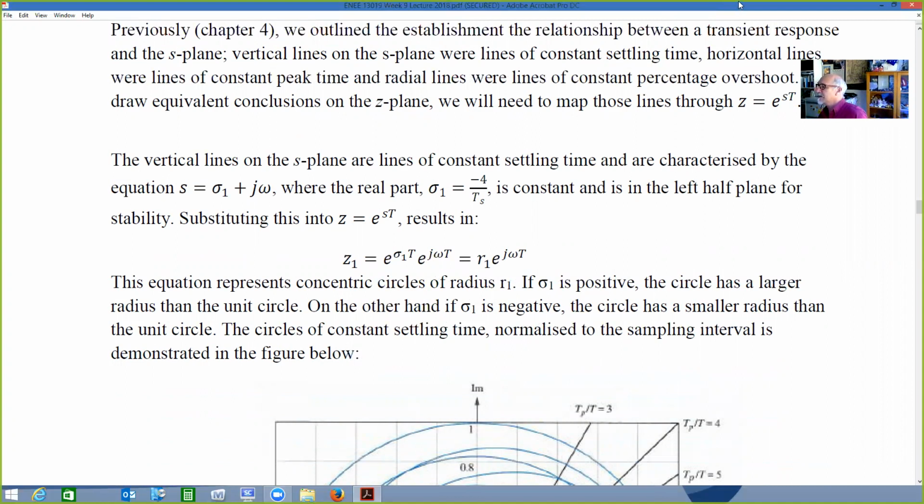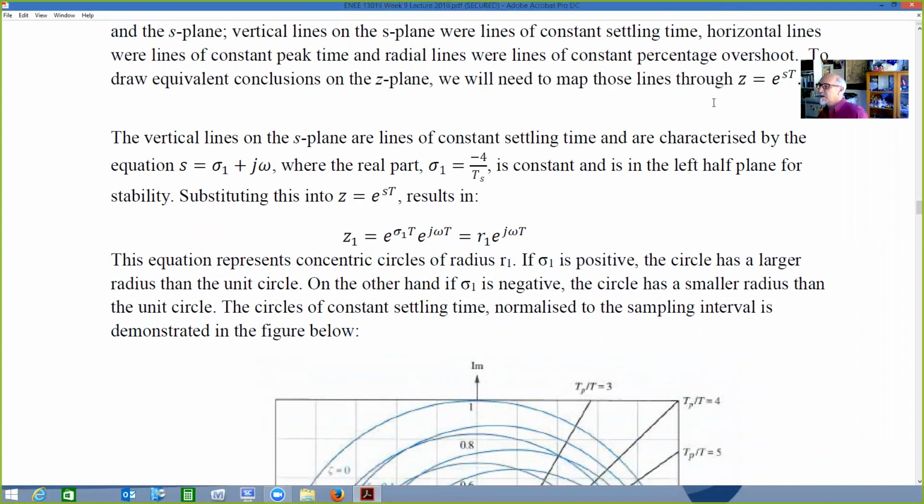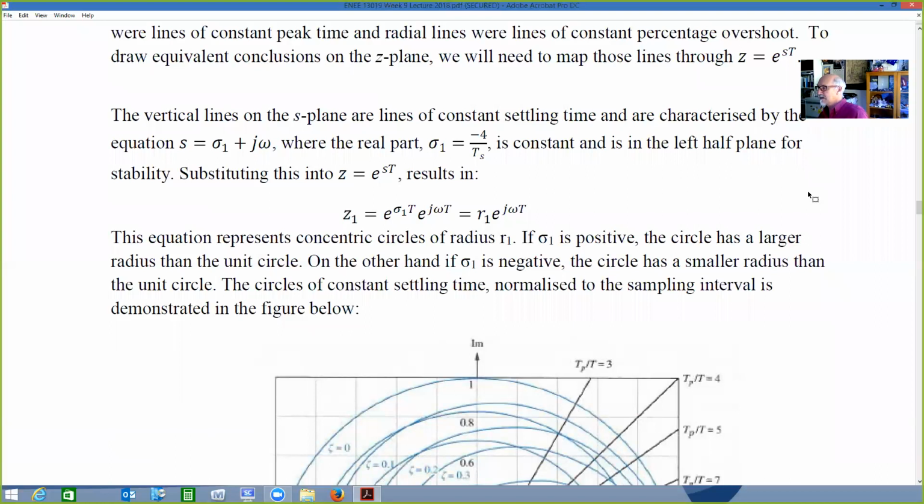Again, as always, if you find mathematics a bit gobbledygooky. Then the vertical lines on the S-plane are lines of settling time and are characterized by the equation s equals sigma 1 plus j omega, where the real part, sigma 1, is equal to -4 over Ts, which you should remember relates to our formula for settling time. So it's constant and is in the left half plane for stability.